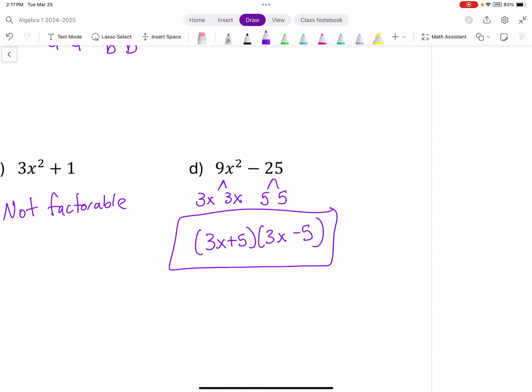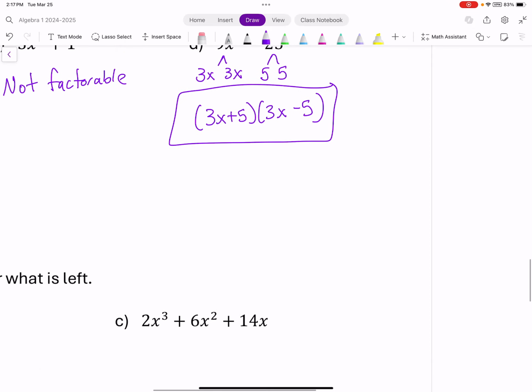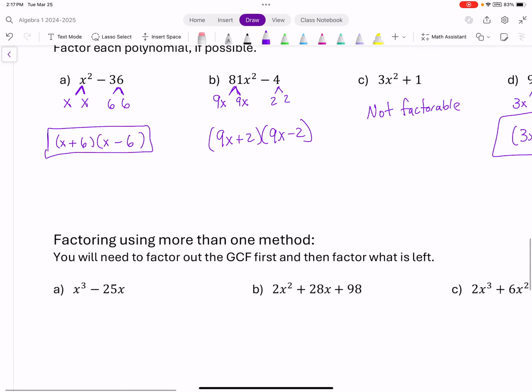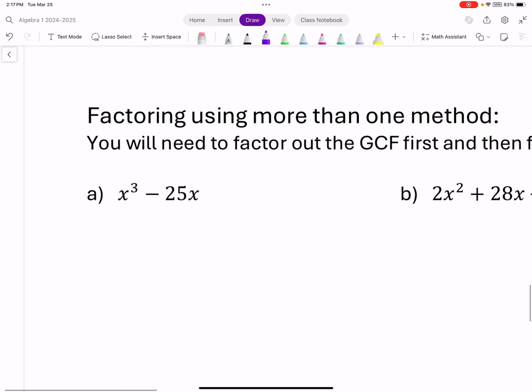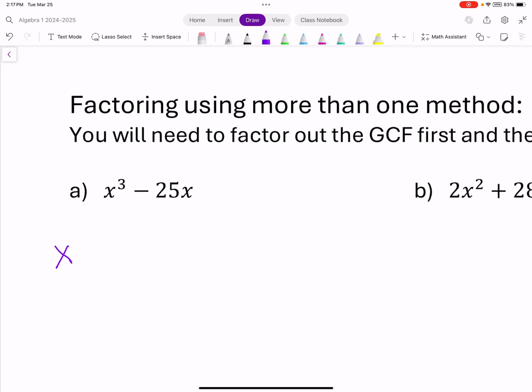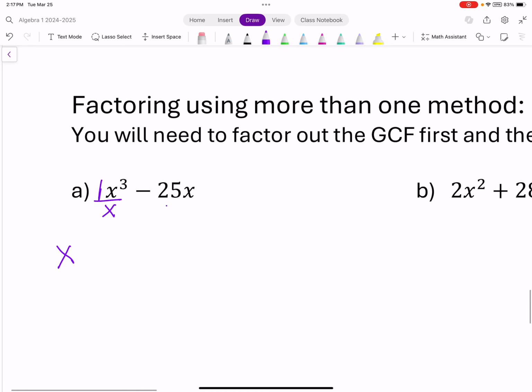All right, the last part of this is using more than one method. To do these problems, the first thing you're going to do is factor out the GCF. That is similar to what we did in the first section of this review. So right here, my GCF is just x. There's no number that I could divide by, and then we could take out 1x. So when I factor out that x, I have x squared minus 25.